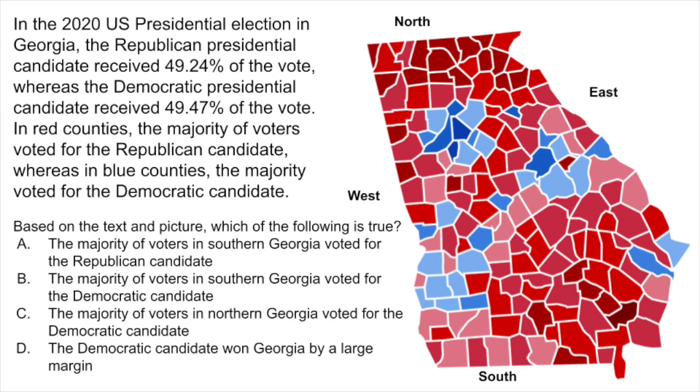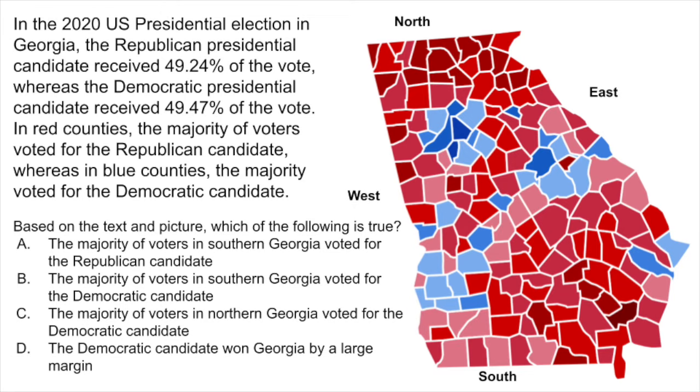Okay, next question. So now we have a graphic and text. And so the text reads, in the 2020 U.S. presidential election in Georgia, the Republican presidential candidate received 49.24% of the vote, whereas the Democratic presidential candidate received 49.47% of the vote. In red counties, the majority of the voters voted for the Republican candidate, whereas in the blue counties, the majority voted for the Democratic candidate.